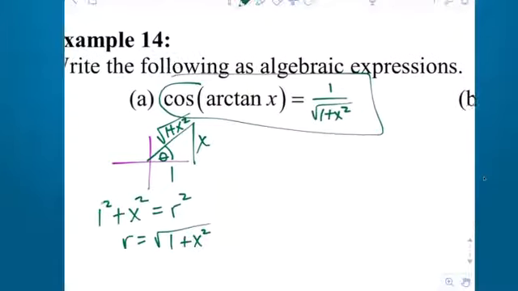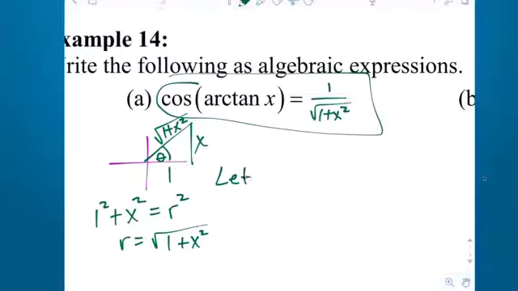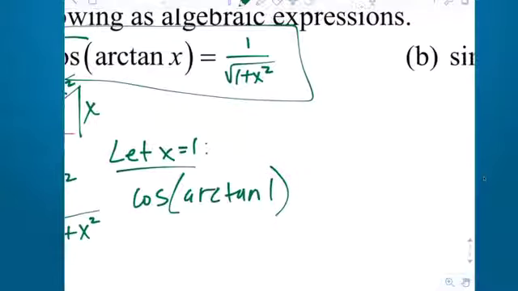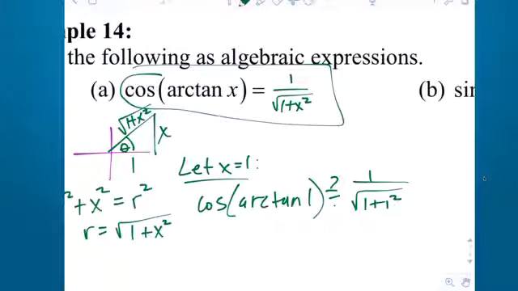Let's try it out. Let's see if it works. Let's try a simple number like x equals 1. What do you get when you plug it into the left? You get cosine of arctangent of 1. We want to know, is that equal to 1 over the square root of 1 plus 1 squared? So what did I do? I chose an arbitrary value, and I plugged it into both sides. And I'm going to see if it works.